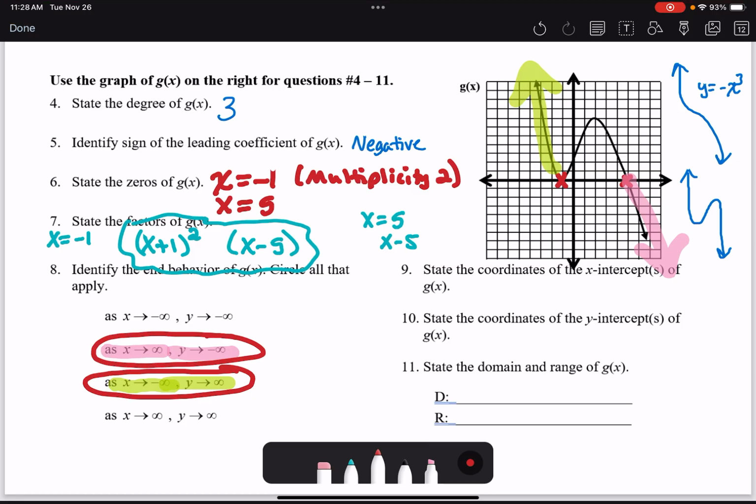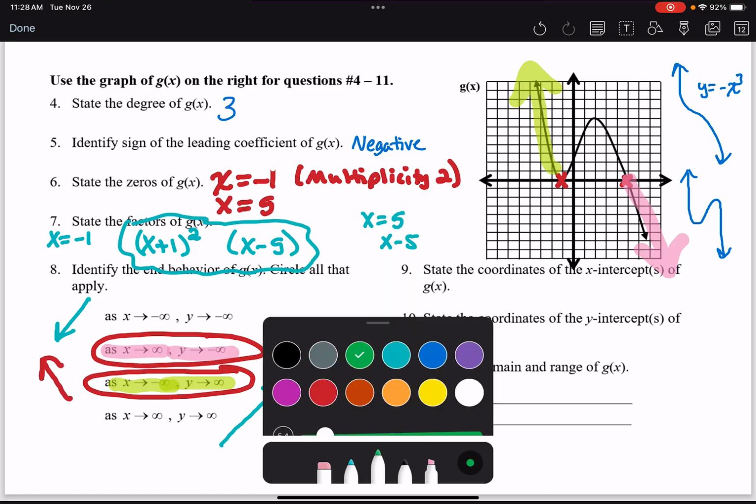So this is what I have as well. For the first one, if x is going towards negative infinity and y is going towards negative infinity, we need something looking like that. And for that very last option, as x approaches positive infinity, y approaches positive infinity, we're looking for something that looks like that, which I do not have in this graph. What I do have is as x goes to infinity, y goes to negative infinity, and as x goes to negative infinity, y goes to positive infinity. So I have the red arrows happening in my graph. The x-intercepts, we're writing them as coordinates.